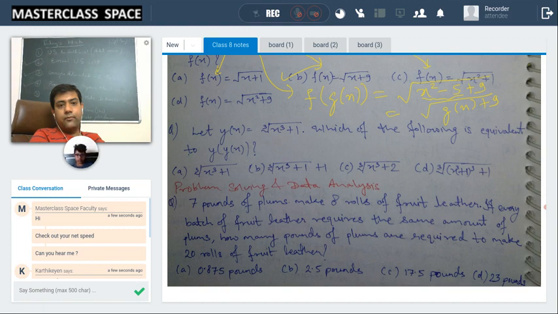Let y of x equal to cube root of x cube plus 1. Which of the following is equal to y of x?